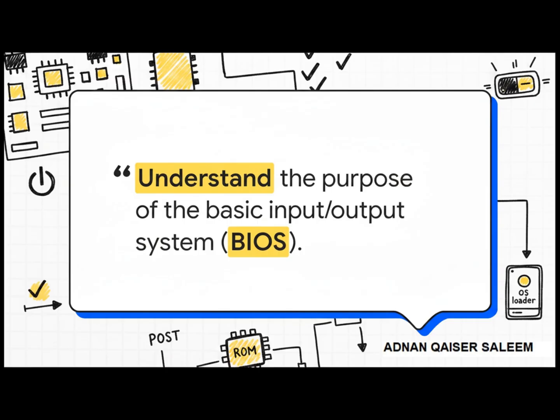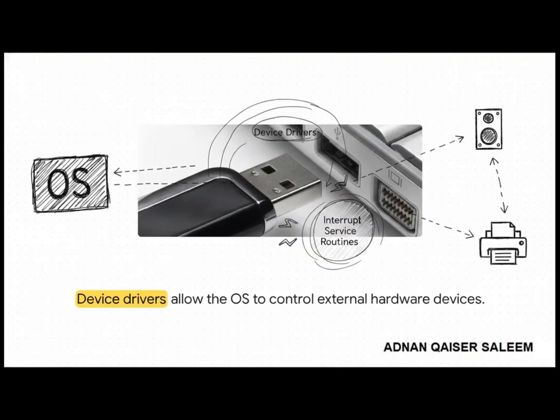The BIOS, or Basic Input-Output System, is firmware stored safely on ROM. It's literally the very first piece of software the hardware looks for the second you press that power button. It runs a quick power-on self-test, and then it hunts for the operating system loader to actually kick the whole shebang off. Now, once it's up and running, the OS relies heavily on device drivers.